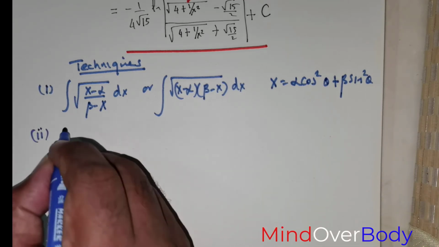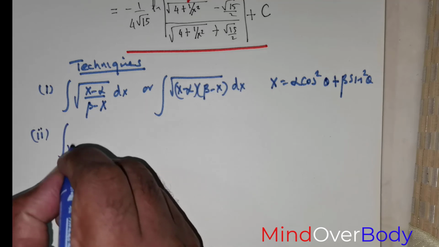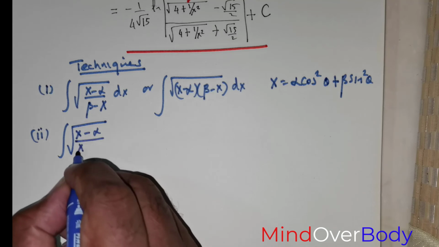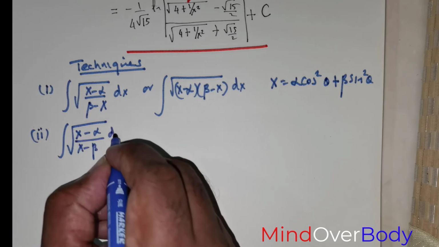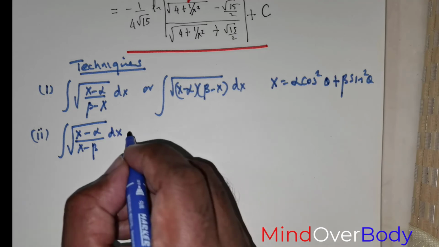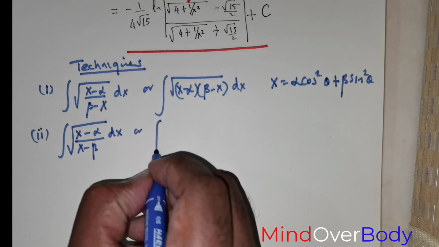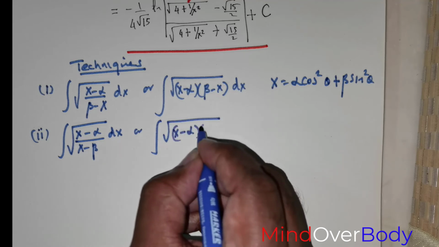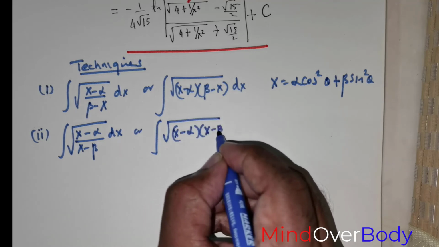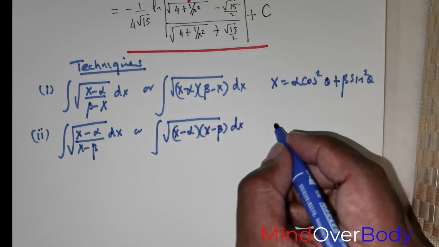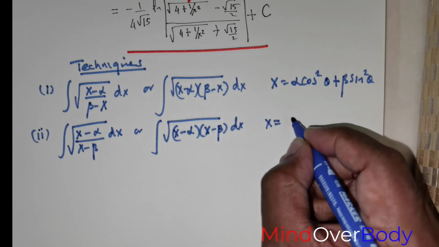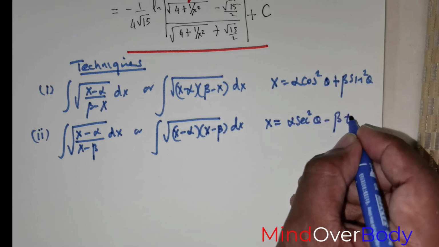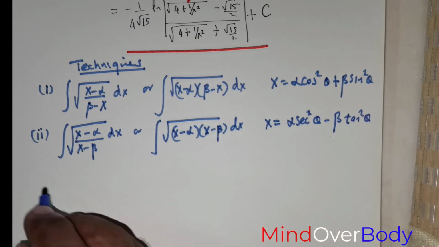Now next, if you were to be given integral of this form, integral root of (x minus alpha) divided by (x minus beta) times dx, or integral root of (x minus alpha) times (x minus beta) times dx, then you will have to make the following substitution. x is equal to alpha times secant squared theta minus beta times tan squared theta.